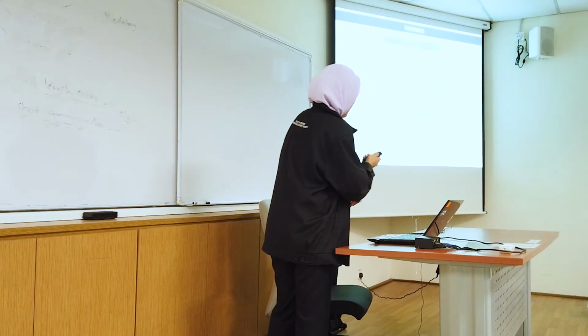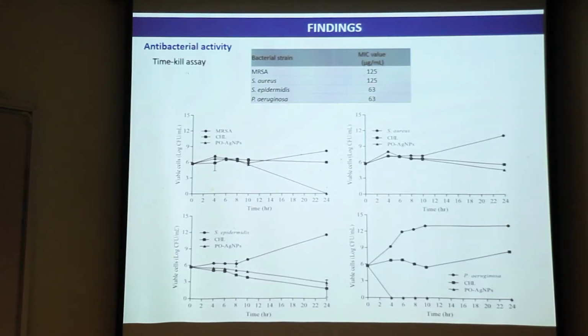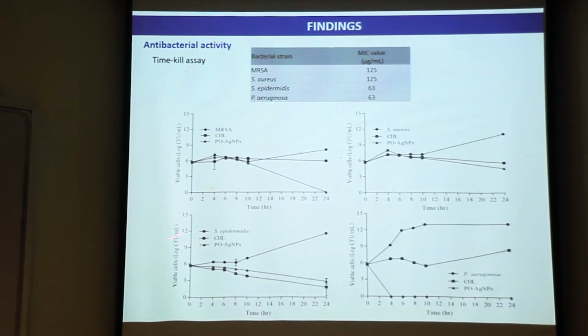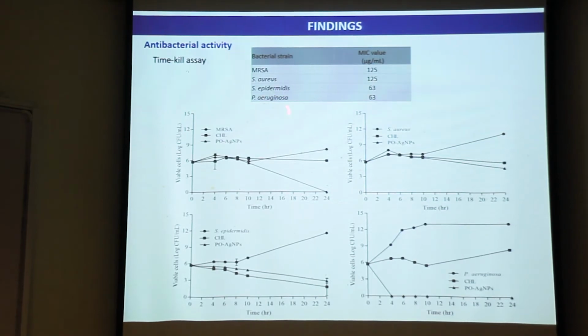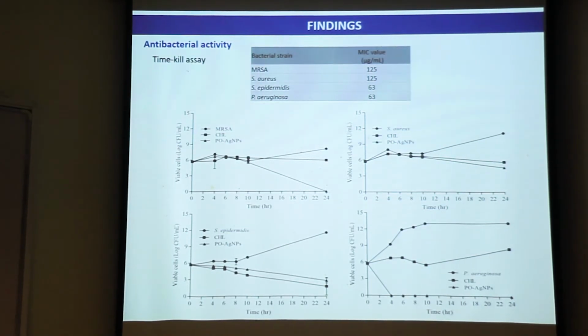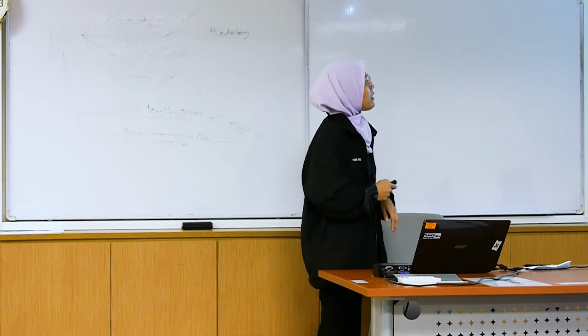And we proceeded with the time-kill assay. Through the time-kill assay, we can observe at which hour or period of time these silver nanoparticles can inhibit the bacteria. But before we proceeded with this, we determined the MIC value. MIC is the minimum inhibitory concentration, in other words the lowest concentration of silver nanoparticles needed to inhibit the bacteria. You can see here the aureus strain has 125 microgram per mil, whereas epidermidis and aeruginosa are 63 microgram per mil each.